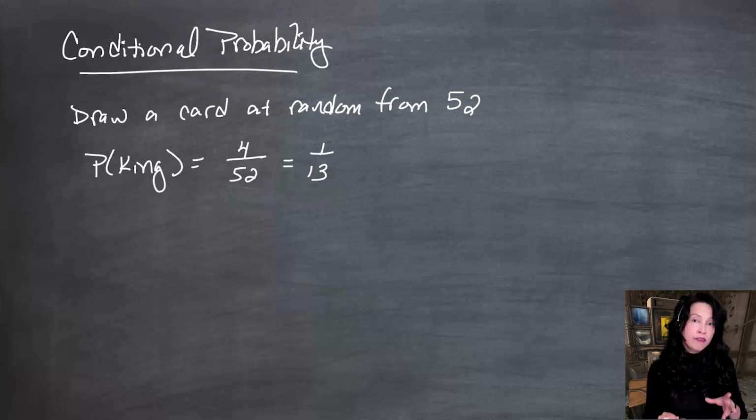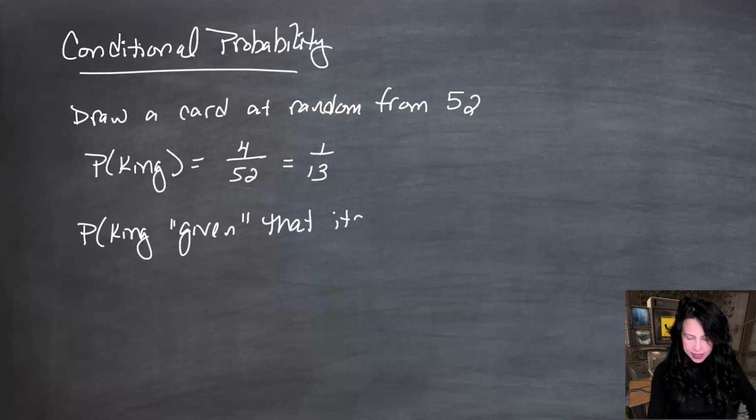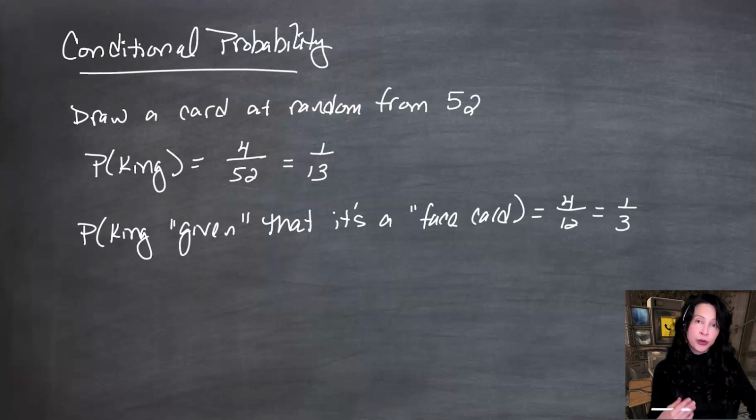There are 12 face cards in a deck of 52 American playing cards. There are 4 jacks, 4 queens, and 4 kings. So if I tell you it's one of those, now you have 4 out of 12, right? You have 4 of 12 chances to get the king. So the probability it's a king, given some information that it's a face card, is 4 out of 12, or 1/3. That's a conditional probability where you're given some information.